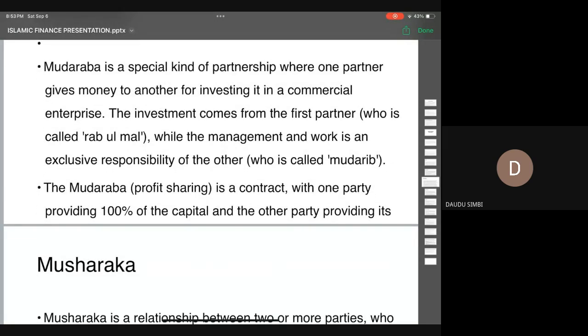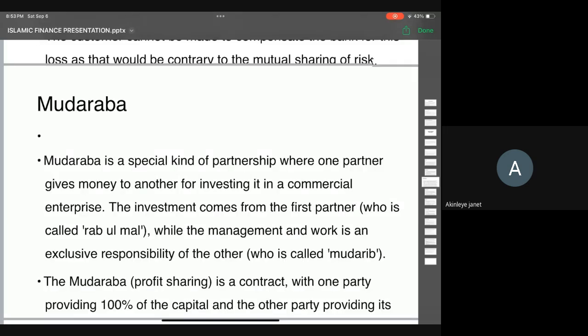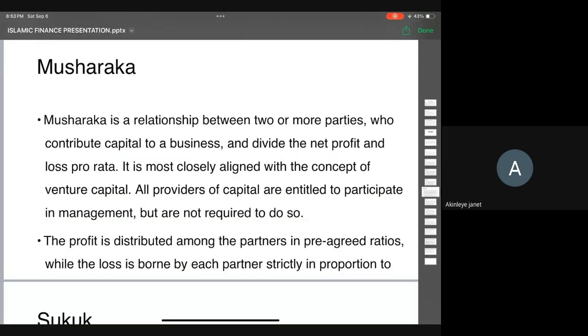So, sir, my other person will be taking over from the Musharaka. Good evening, everyone. I'll be taking off from Musharaka. Please, can you scroll the slide up, please?